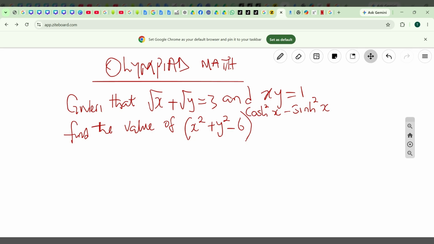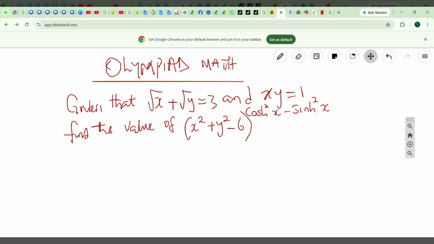Welcome to another class with Math Academy. Today we have this question on the board: given that root x plus root y is equal to 3 and xy is equal to 1, find the value of x squared plus y squared minus 6 to the power of cos square x minus sine square x.